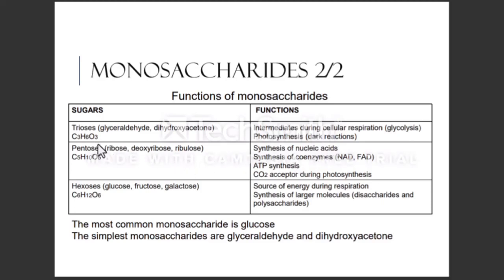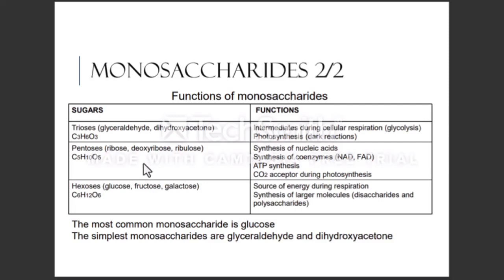Then you have pentoses. Examples of pentoses, you have ribose, you have deoxyribose, you have ribulose. So ribose and deoxyribose, they help in the constitution, synthesis of nucleic acid. Ribulose is a carbon acceptor in the Calvin cycle, which all of you certainly know. So some of them also help in the synthesis of coenzymes like NAD, FAD, and also in ATP synthesis.